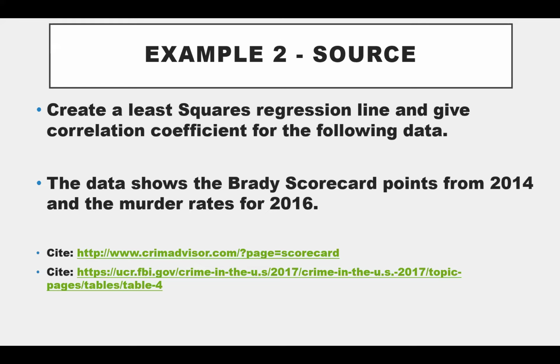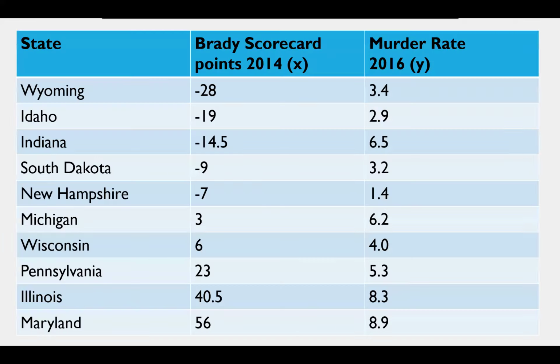Let's do another example. Here's the source that our data on the next slide comes from. We were going to create a least squares regression line and give the correlation coefficient for the following data that we're going to see on the next slide. The data is going to show the Brady scorecard points from 2014 and the murder rates from 2016 in a sample of, I think, 10 states.